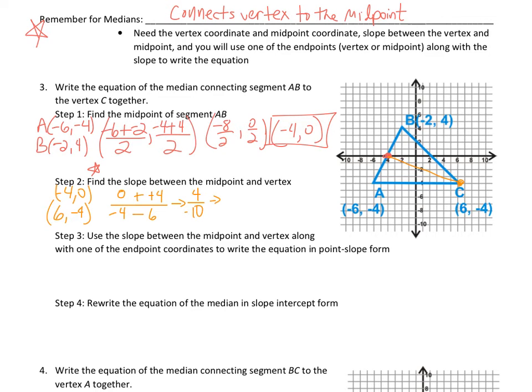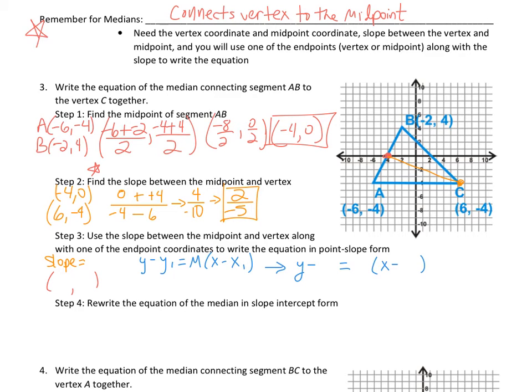We can reduce those by dividing by 2. That would give us a 2 and a negative 5, which would be our slope. And if we check, if we go down 2 and over 5, down 2 over 5, it does end up at point C. Now remember, we need to use those two things to find our equation.